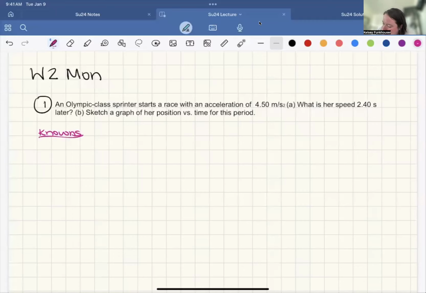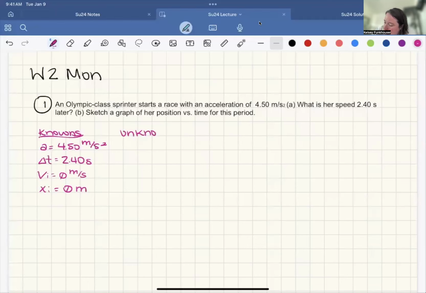Knowns. So let's see. Acceleration of 4.50 meters per second squared. The time interval they gave us is 2.40 seconds. Since people start races not moving, yeah, we can say our initial velocity is 0. We also get to decide her initial position. So we'll say that's 0.